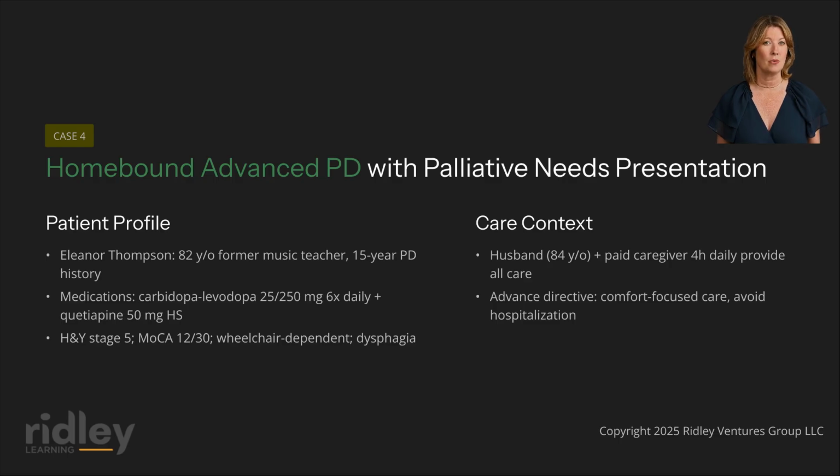Mrs. Thompson has Hoehn and Yahr stage 5 disease with severe motor impairment, frequent falls prior to becoming wheelchair dependent, and substantial cognitive impairment with a Montreal Cognitive Assessment score of 12 out of 30 indicating moderate to severe dementia. She requires maximum assistance for transfers and is primarily wheelchair mobile with brief standing for pivot transfers. She has experienced significant weight loss over the past 6 months and has dysphagia requiring modified diet texture. Her husband provides all care with assistance from a paid caregiver 4 hours daily.